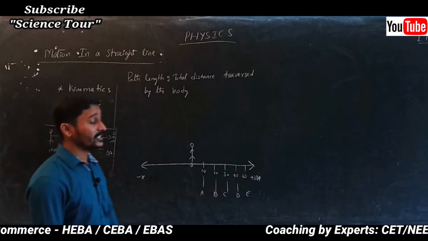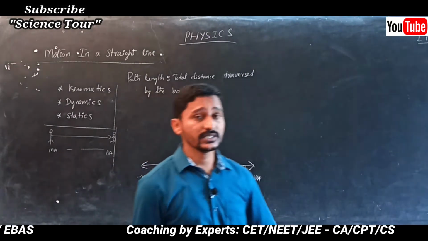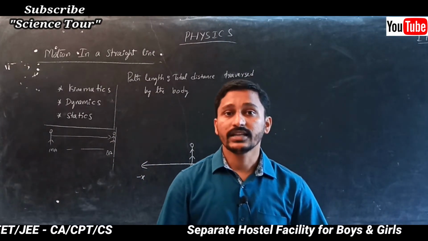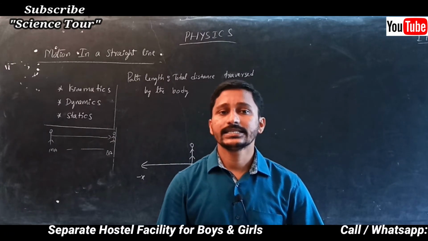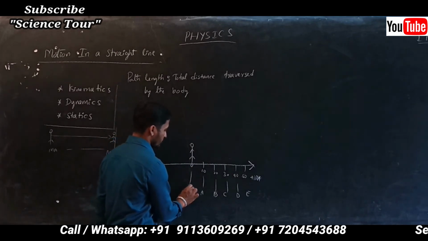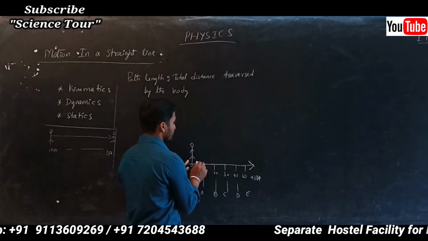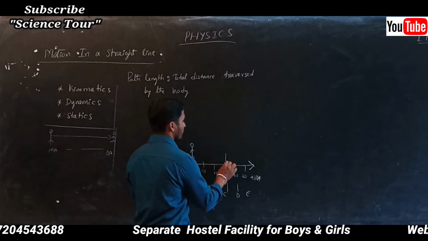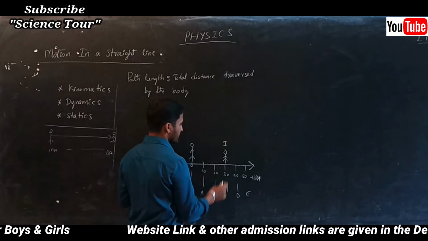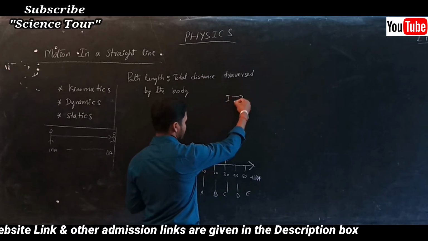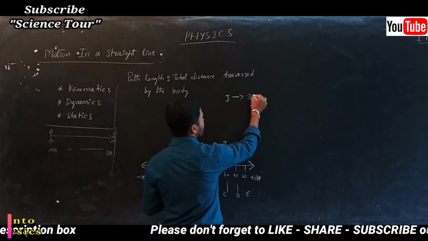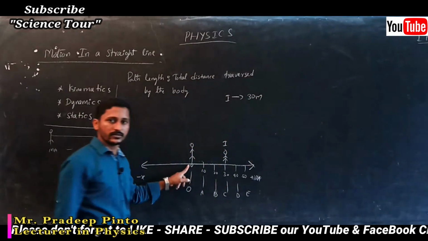Now what does the definition tell? Path length means nothing but the total distance travelled by the object. Now the object is at position O. The person is moving from here to this point. This is the first scenario. In the first scenario, what is the total distance? 10, 20, 30. 30 meters is the path length.